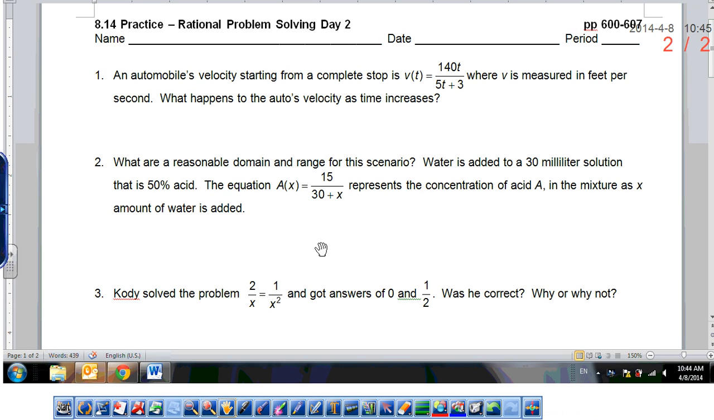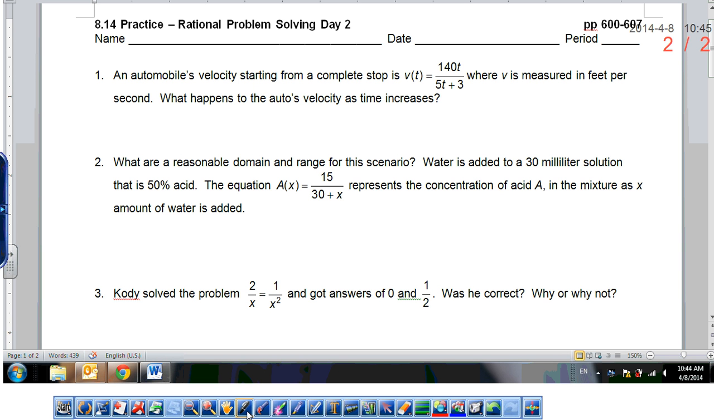We are asked what is a reasonable domain and range for this scenario. Water is added to a 30 milliliter solution that is 50% acid. The equation A of x equals 15 over 30 plus x represents the concentration of acid A that's in the mixture as x amount of water is added. Okay, so a couple things you might do here. You might look at your graph, okay? And we can also think about what the graph is going to kind of look like.